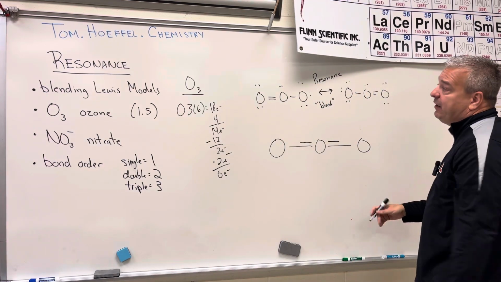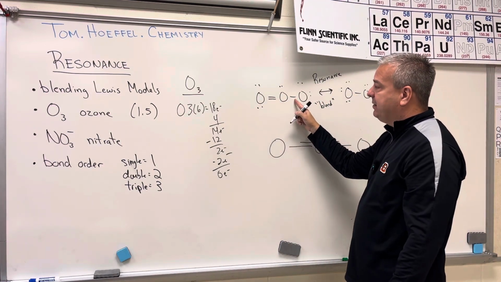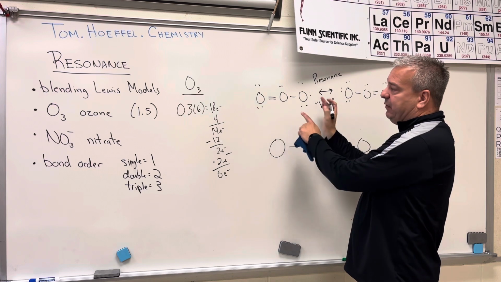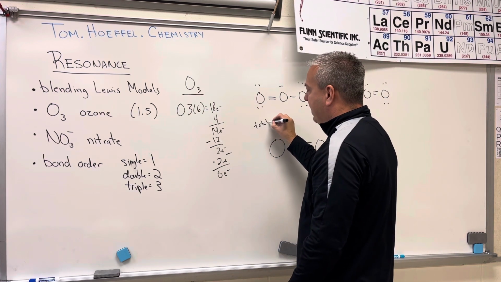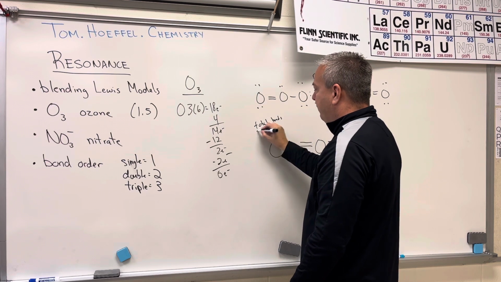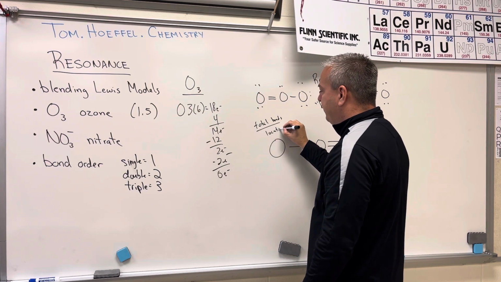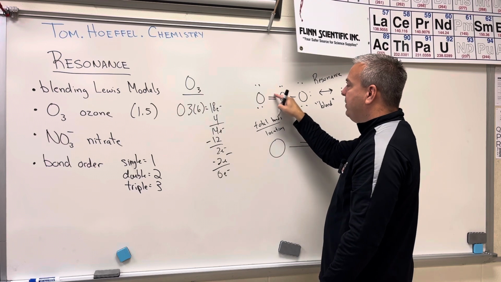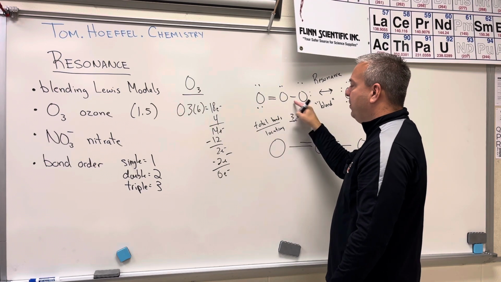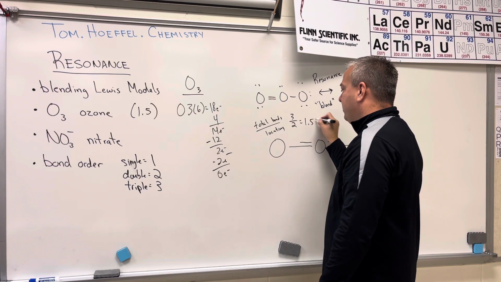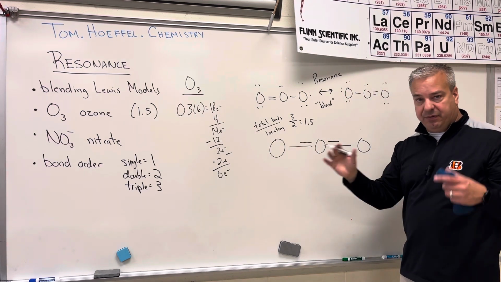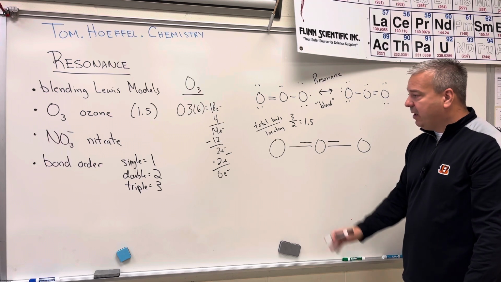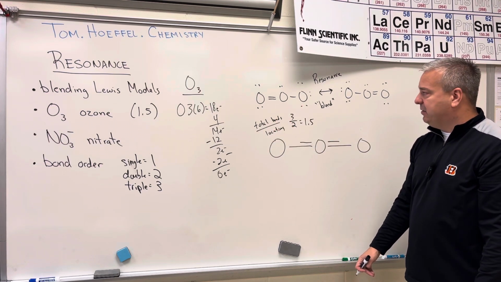The way you can figure that out is we have 3 bonds, and those 3 bonds are divvied up into 2 locations. If you think of it as total bonds versus locations, we have 3 bonds, 1, 2, 3, and 2 locations, so 3 halves. There's 1.5 bonds for each of these bonds in ozone. So that's where we come back to bond order.